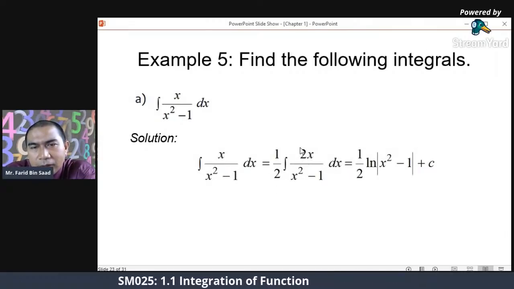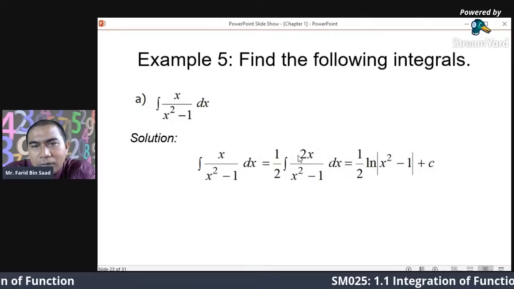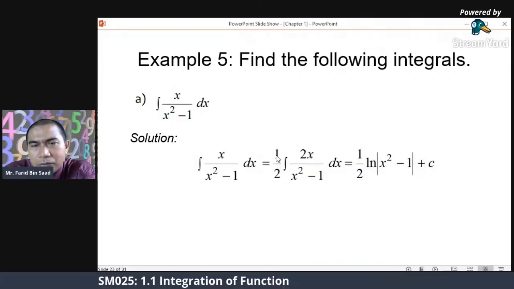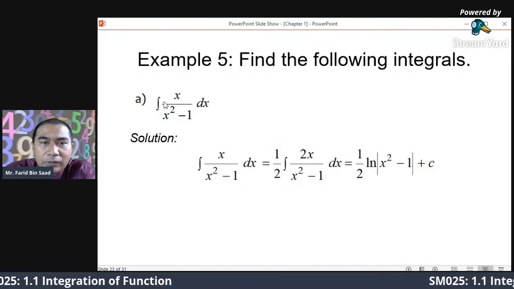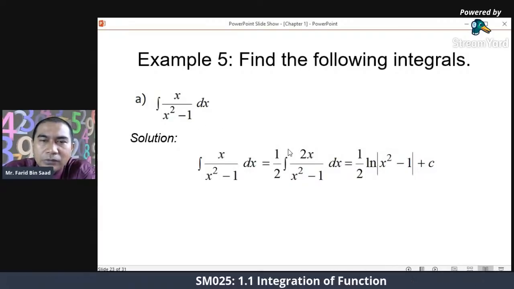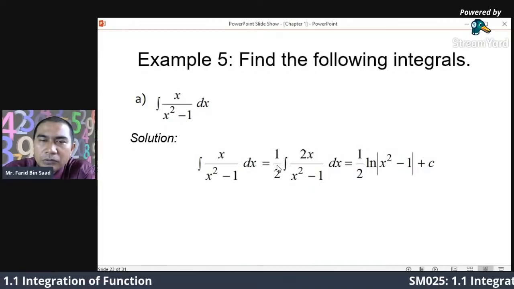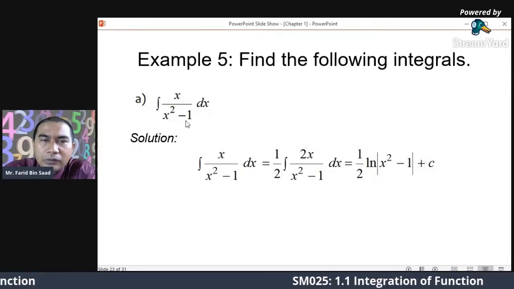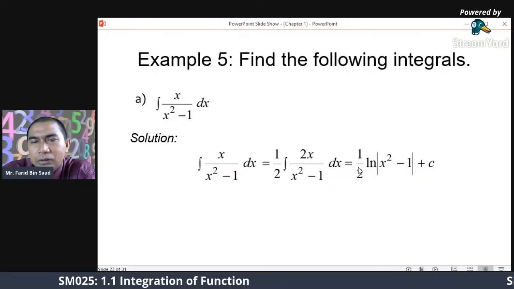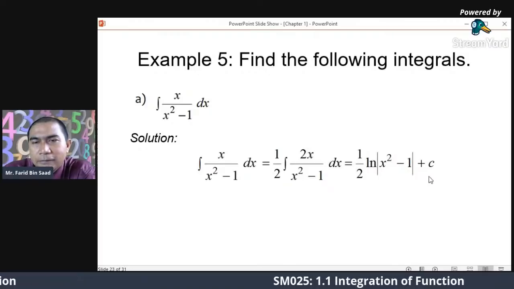For the numerator, here is the f prime x. If we forget to put 1 over 2 at the front, we already changed the question. That means we are in the wrong step. So what you have to do is multiply with 1 over 2. So 2 divided by 2 is equal to the question. And then we apply the formula, and what we get is 1 over 2 times ln of x squared minus 1 plus c.